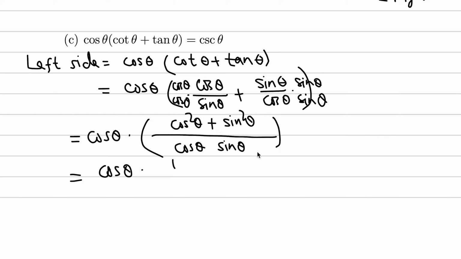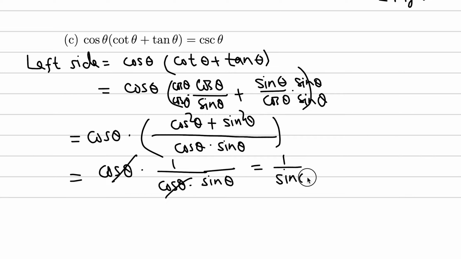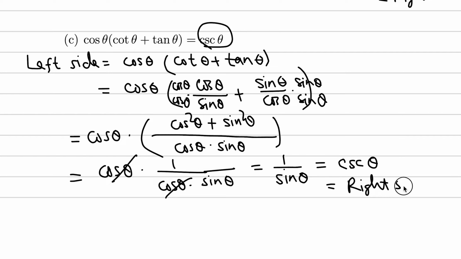So I'm going to get rid of this parenthesis. 1 over, times on the bottom. Now this cosine is on the top, this is on the bottom. Top bottom same thing, we can cancel. That leaves 1 over sine theta, and the reciprocal of sine is cosecant theta, and that's what we are supposed to get. That is the right side. So left hand side is right hand side.